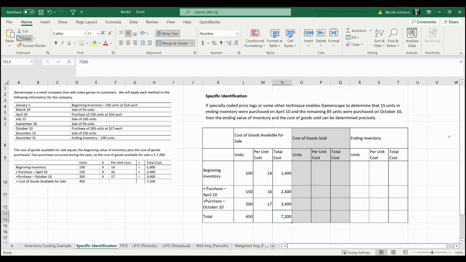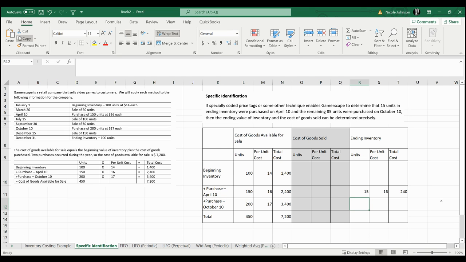They determined that 15 units in their ending inventory had been purchased on April 10th. So we're going to go ahead and put over here 15 units, $16 a piece. We're going to multiply these 15 times 16. So we've got a total cost of $240 out of that April 10th purchase.